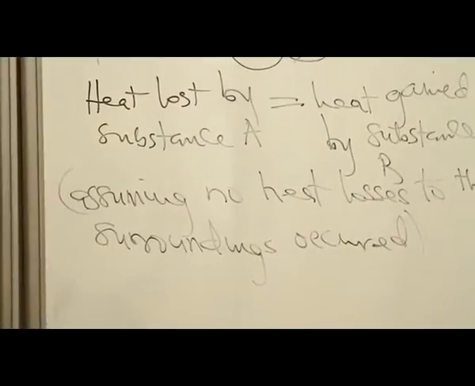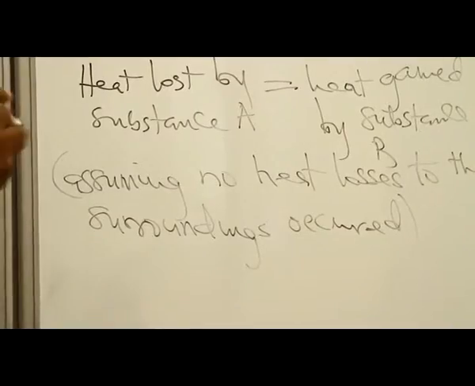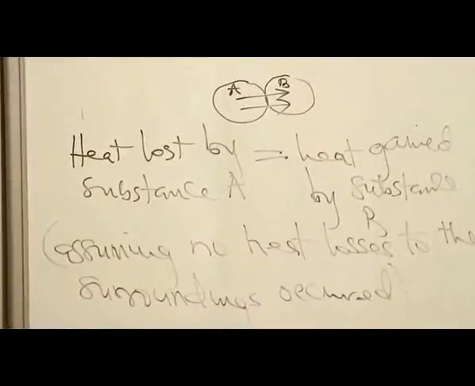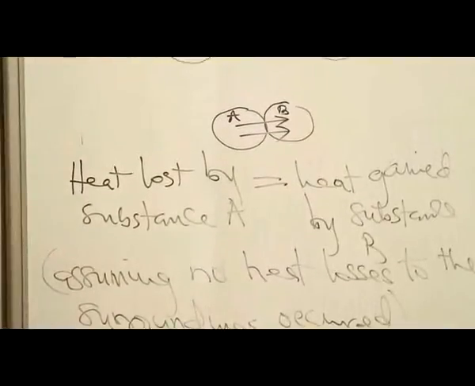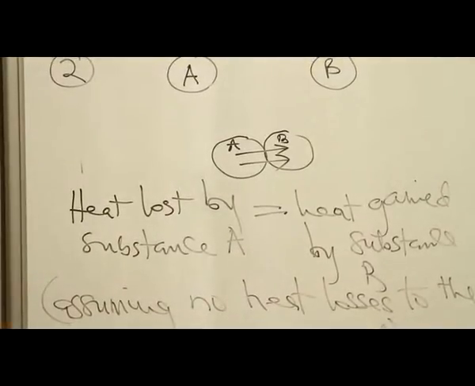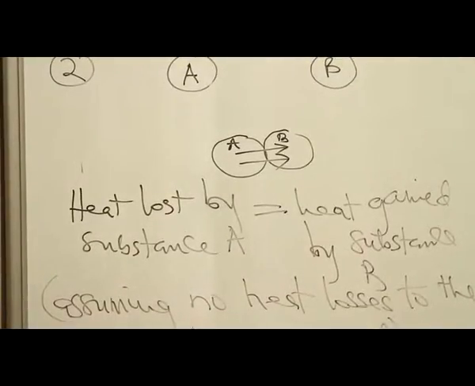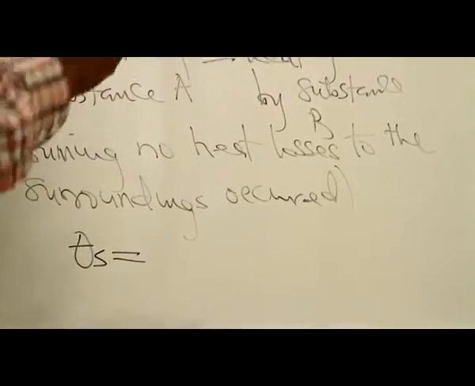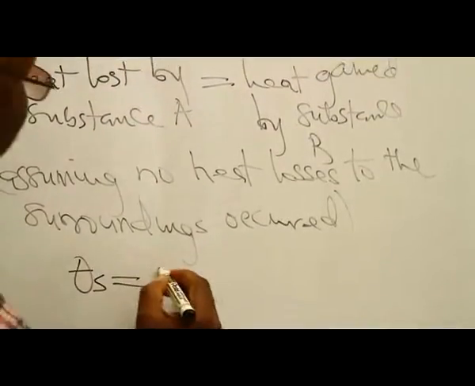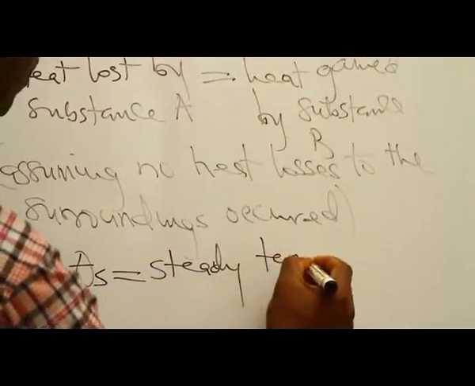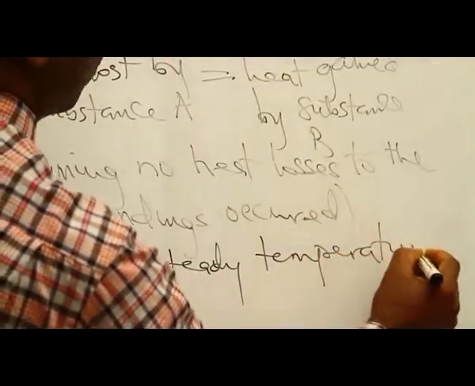As body A is losing heat, a point is reached at which the heat flow from A to B will stop, when the two of them have the same amount of heat energy. The temperature at that equilibrium stage is called the final temperature, steady temperature, or equilibrium temperature. We use theta S to represent the steady temperature, a point at which the equilibrium state is attained. So we have the steady temperature represented by theta S, which is the same temperature for A and B at that particular time.